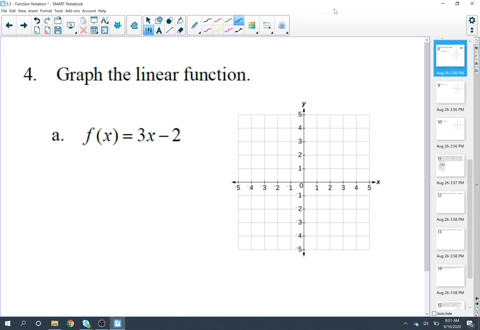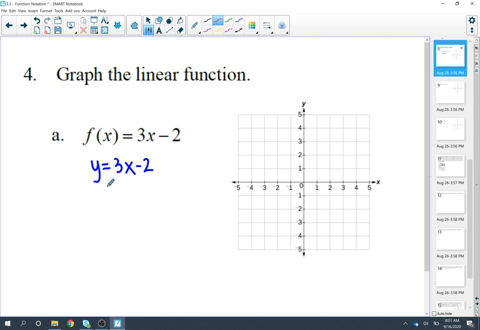Example 4, graph the linear function. Letter A, f of x equals 3x minus 2. Now, keep in mind when we're dealing with an f of x, it's telling you that it's a function, but another way of looking at this is just converting this back over to y. So y equals 3x minus 2.